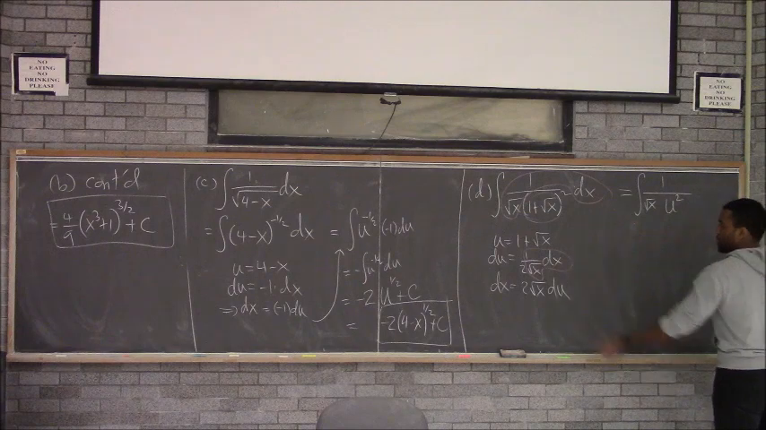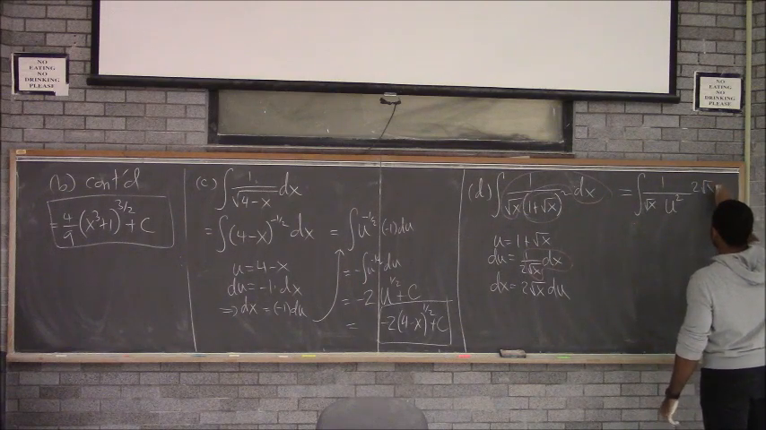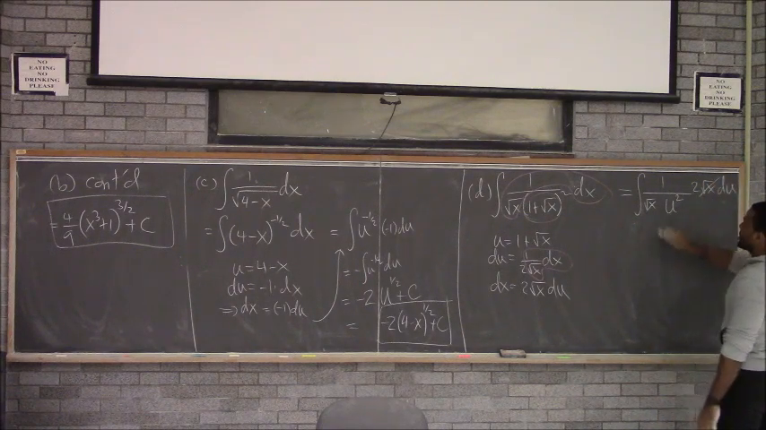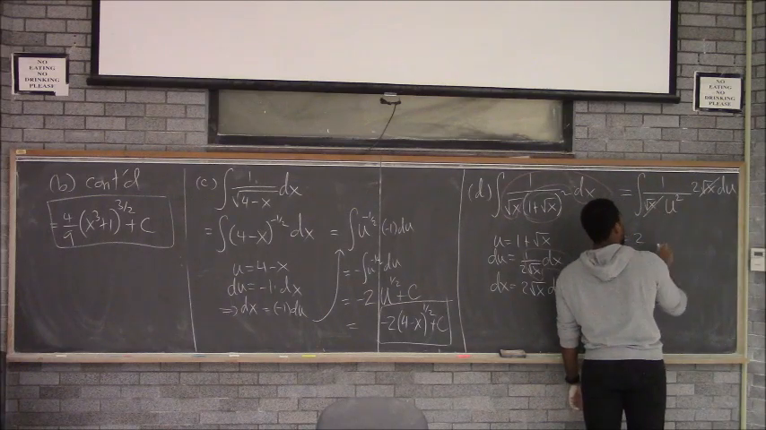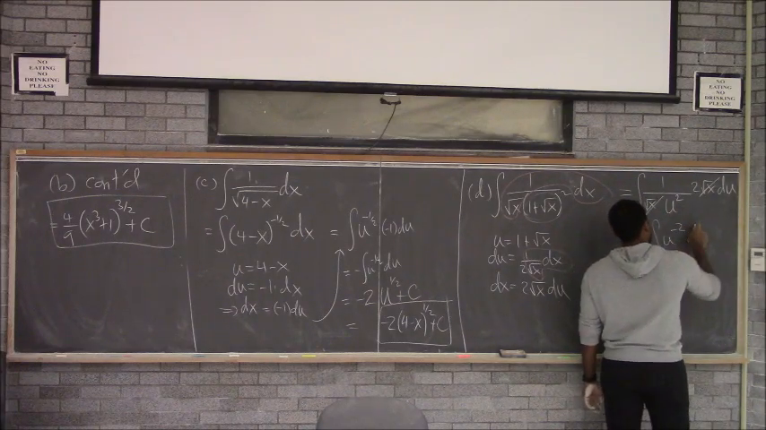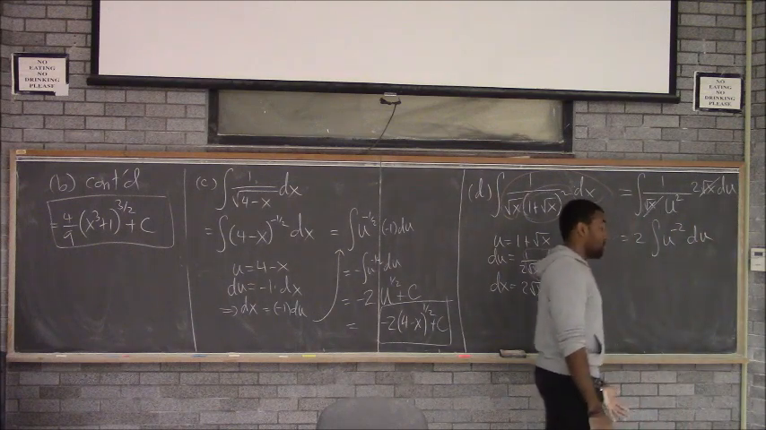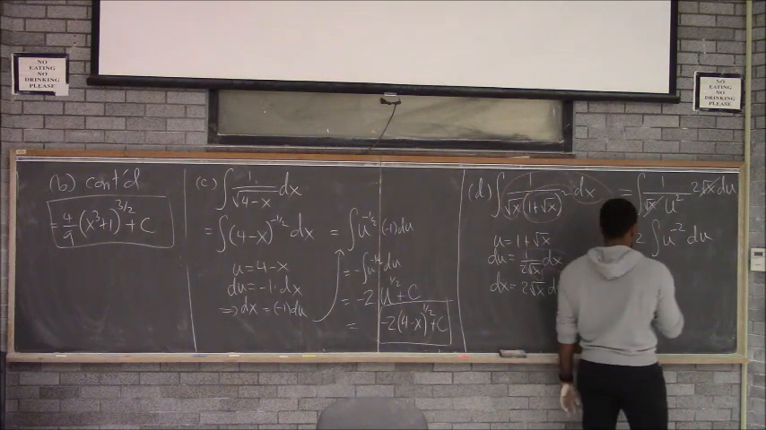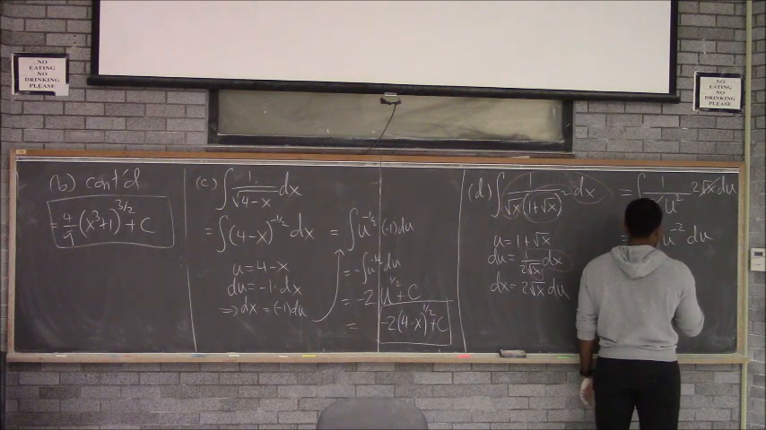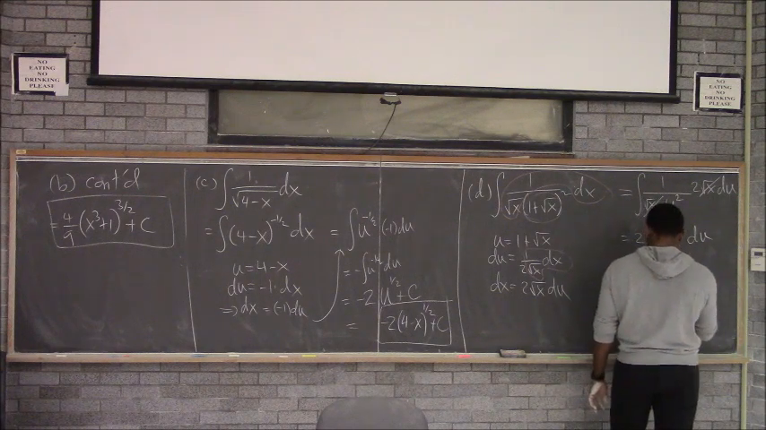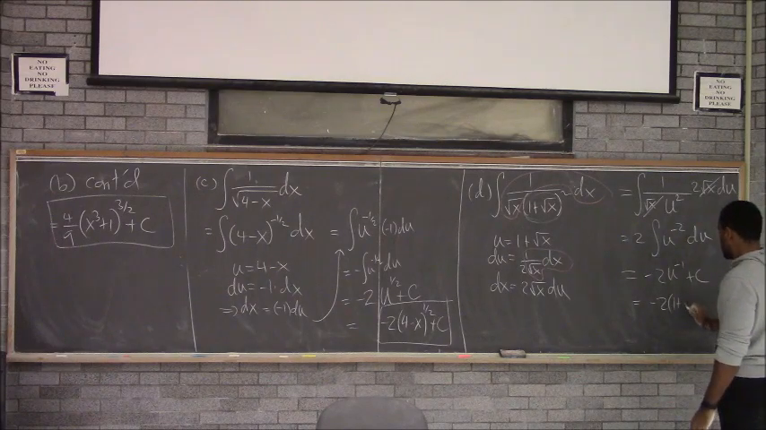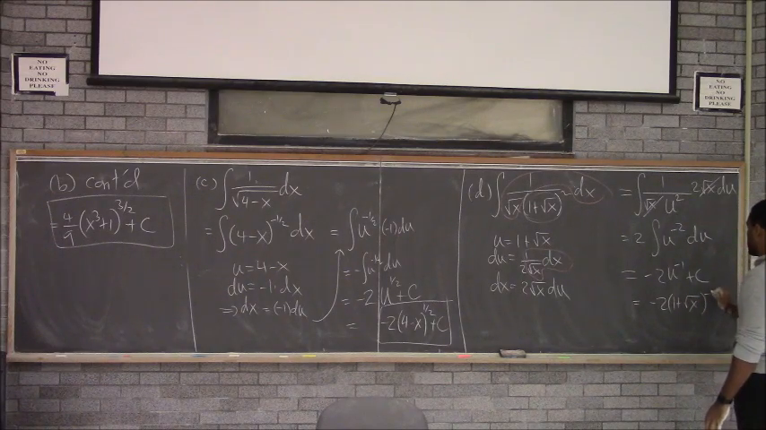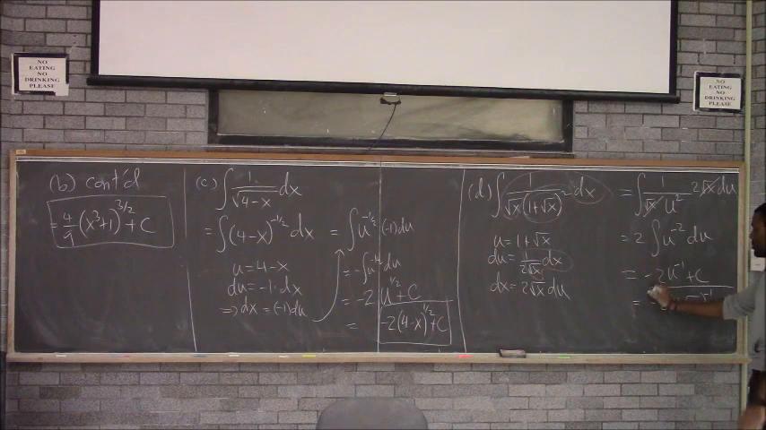My dx becomes this, 2 radical x du. The radical x's will cancel. I can factor out a 2 and bring this u up. That's my integral. That looks pretty basic. Add 1 to the power, divide by the new power. That's that answer.